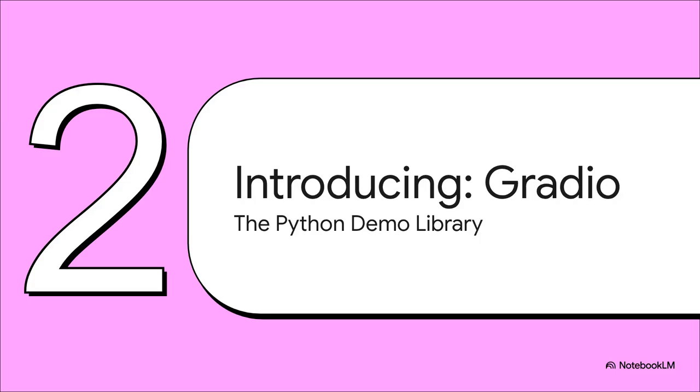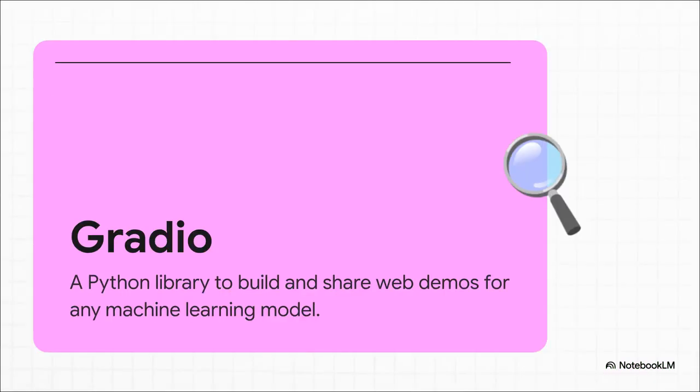And that's where our hero of the day comes in. Let me introduce you to a fantastic Python library called Gradio. It's designed to do one thing and do it really, really well. Build simple, powerful demos. So what exactly is Gradio? Put simply, it's a Python library that lets you wrap a web-based user interface around literally any machine learning model you can dream up. It takes care of all that tricky front-end and back-end stuff for you.